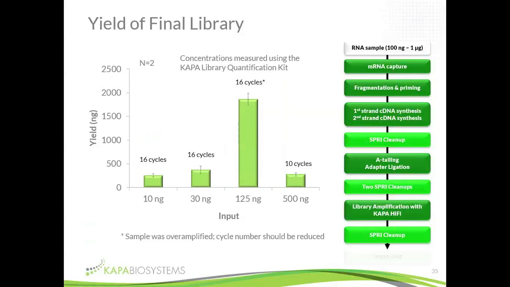We also examined yields post-amplification using the library quantification kit. Because we had a large number of samples, we split the cycle number into two. Inputs that were greater than or equal to 500 nanograms were cycled for 10 cycles, whereas inputs less than 500 nanograms were cycled for 16 cycles. As a result, the 125 nanogram input was overamplified and could be fine-tuned in future studies.